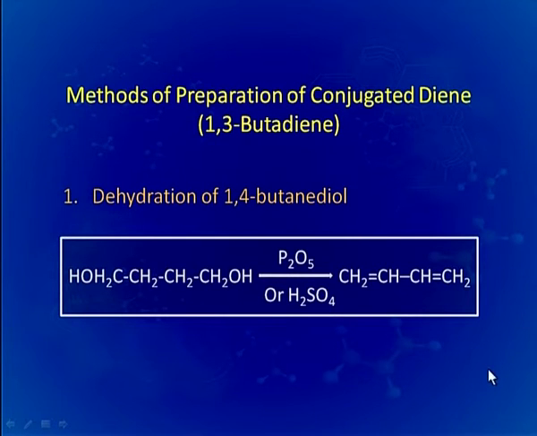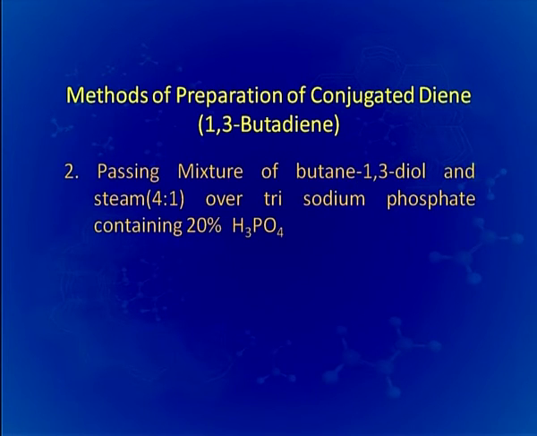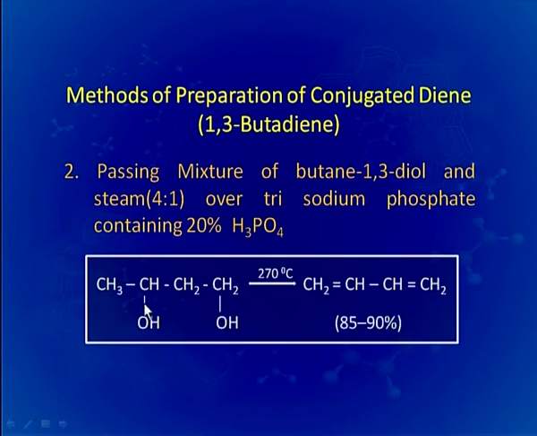and 2 new double bonds are generated. In another method, we can see that 1,3-butanediol in steam is passed over trisodium phosphate containing 20% phosphoric acid. Here again dehydration takes place across these two and these two, and hence 2 double bonds are generated at the respective positions.